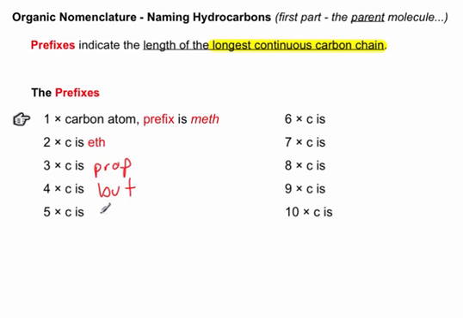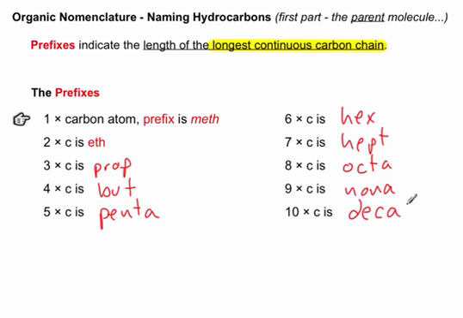5 carbons, it is penta, or pent, depending. 6 carbons, hex, hept, octa, nona for 9, and deca. Now you've seen those prefixes before, most of those prefixes in inorganic nomenclature. So again, the prefixes give us the length of the longest continuous chain in the molecule.